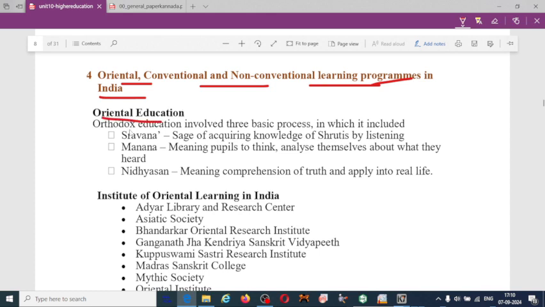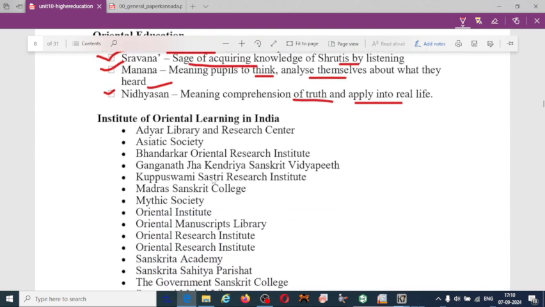Oriental education. Oriental education involved three basic processes. First one is Shravana, Manana, Nididhyasana. Shravana, the stage of acquiring knowledge by hearing, or Shruti we call. Meaning of Manana, pupils have to think and analyze by themselves about what they heard. Nididhyasana, which means comprehension of truth and applying it into real life.